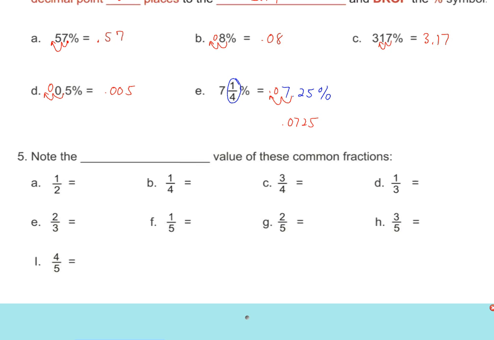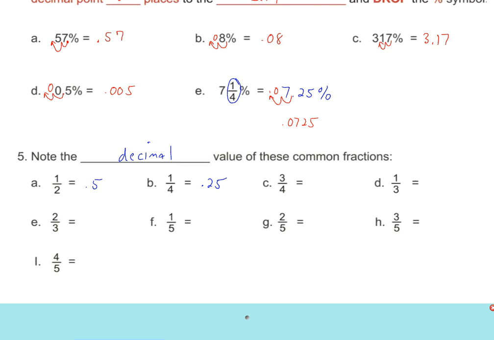All right, let's take a note and make sure that we know some common fractions. So note the decimal value. You should know these already, if not all of them, at least most of them. Hopefully we all know that a half is 0.5. Let's go across to the right. Here's a quarter, and we just did that one. That's 0.25.